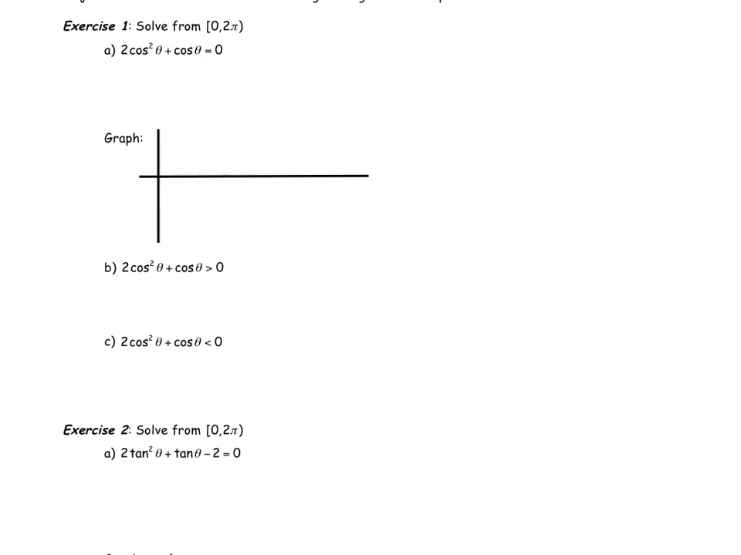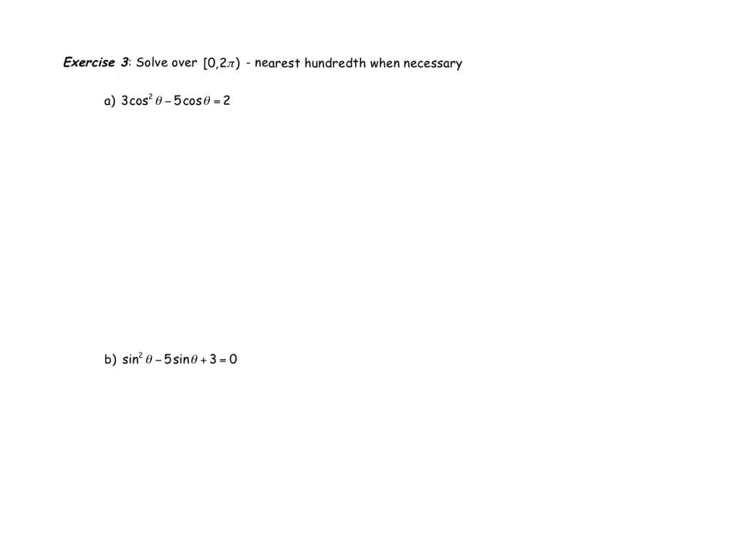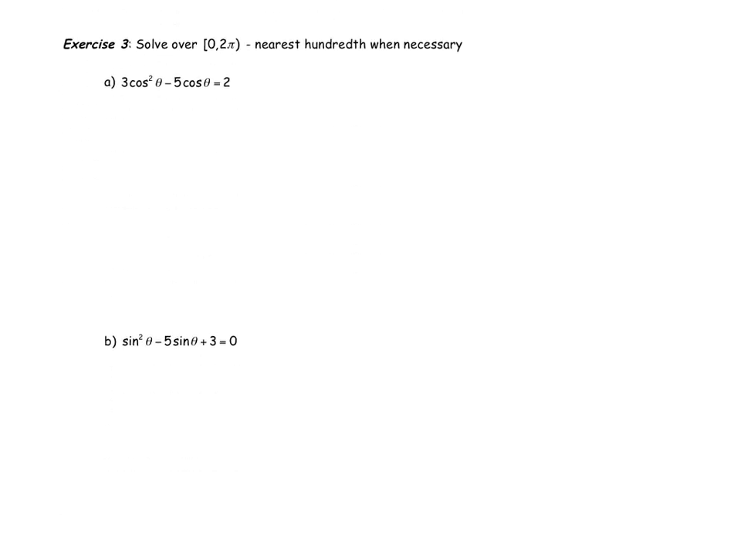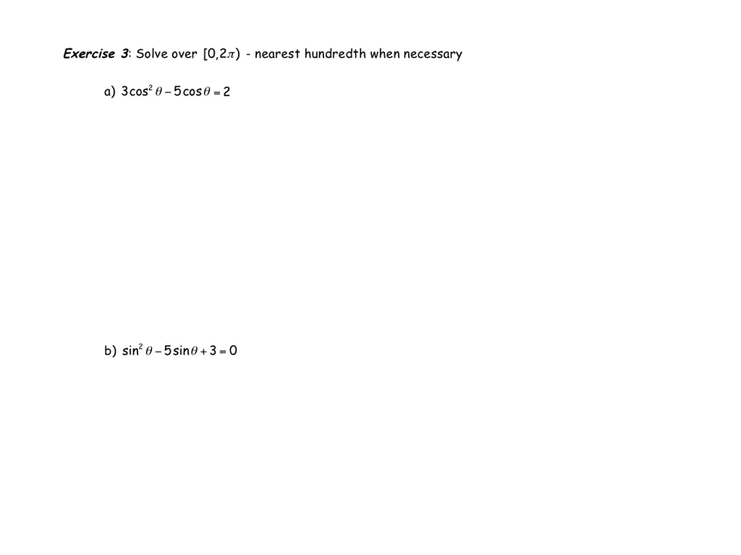So I'm just going to scroll through. We're going to do a few practice problems here. I want us to take a look at exercise 3. It says solve over the interval from 0 to 2 pi and round to the nearest hundredth when necessary. When solving trigonometric functions, notice how the first equation that I gave you is quadratic due to the squared. So there's a squared right here.